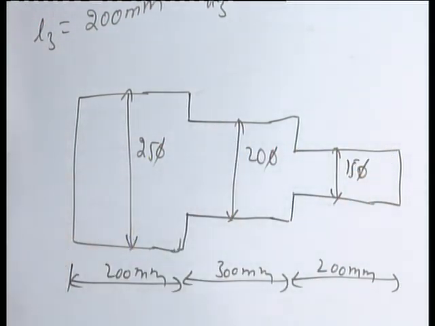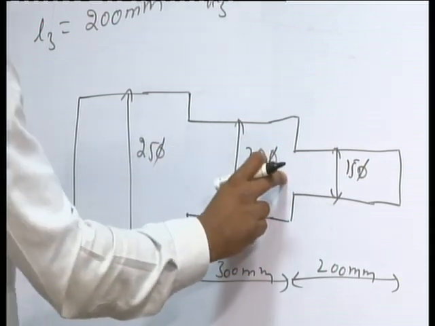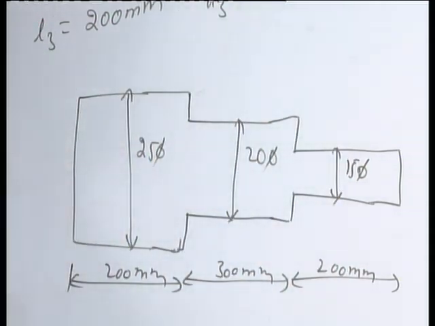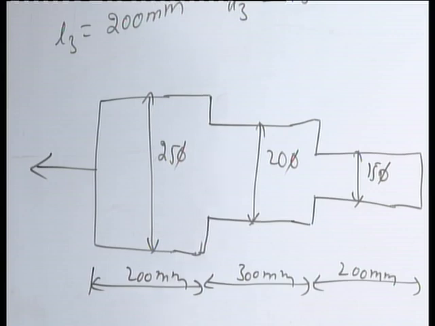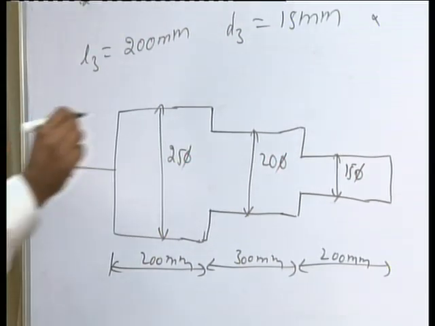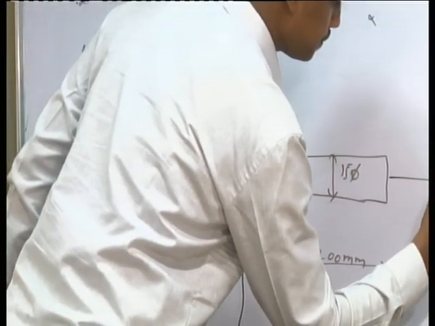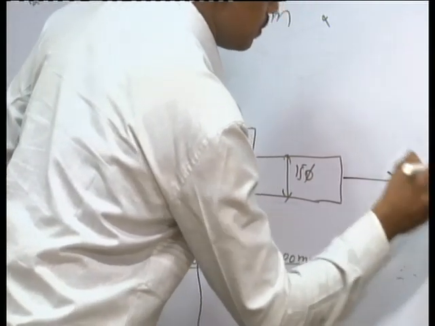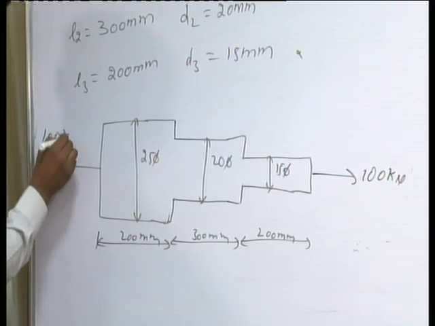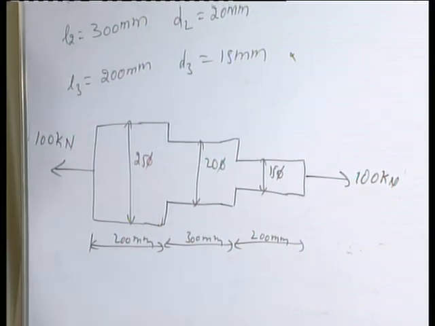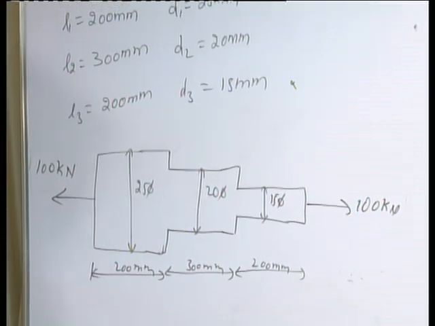This is the best example of a bar of varying cross section. Here 25 mm is the diameter, 20 mm is the diameter, and 15 mm is the diameter. In the problem it is given that we are applying an axial pull of 100 kilonewton.